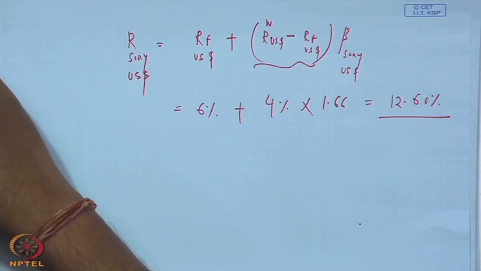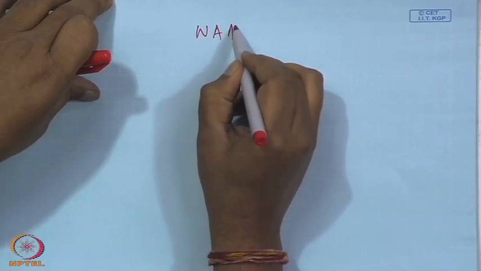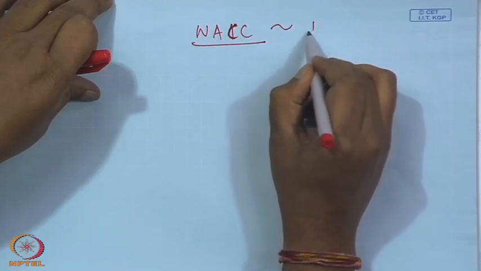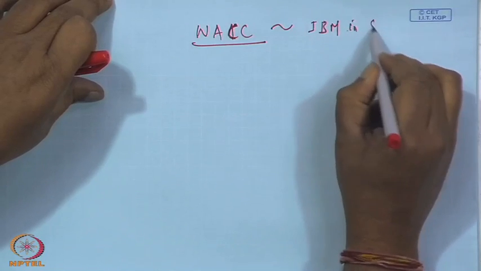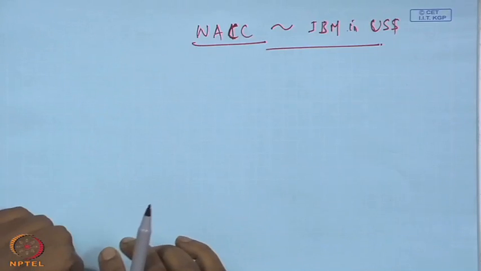Now, let us do another example, which is a very big one. You have to calculate the WACC for IBM in US dollar. WACC means the weighted average cost of capital of IBM, an MNC company, and you have to estimate it in US dollar. What is the data given to us?